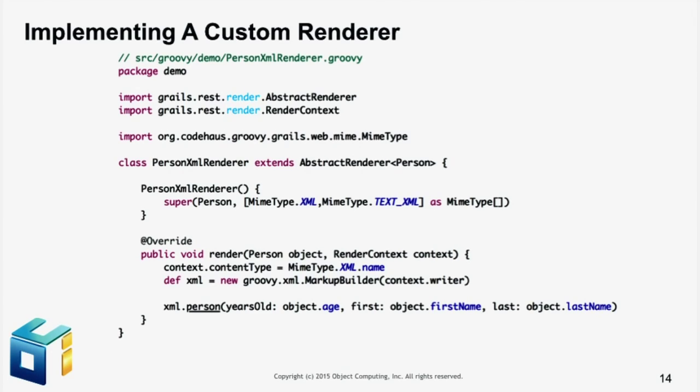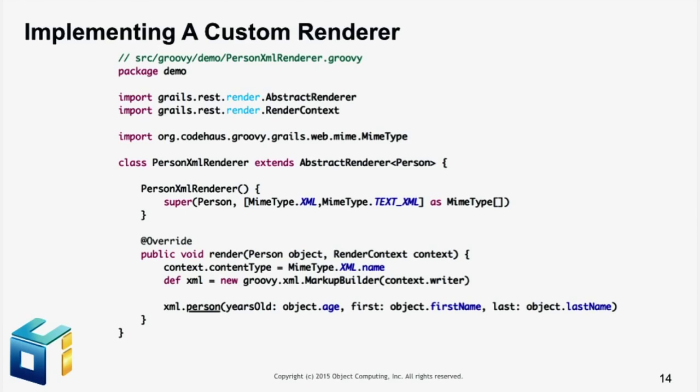That name doesn't mean anything special to the framework. The way the framework knows what types this thing is associated with is that second argument that you're passing to the superclass constructor there. So in this case, MIME type.xml and MIME type.text.xml are the MIME types that this particular renderer will be used for. And we need to override the render method that we inherit.